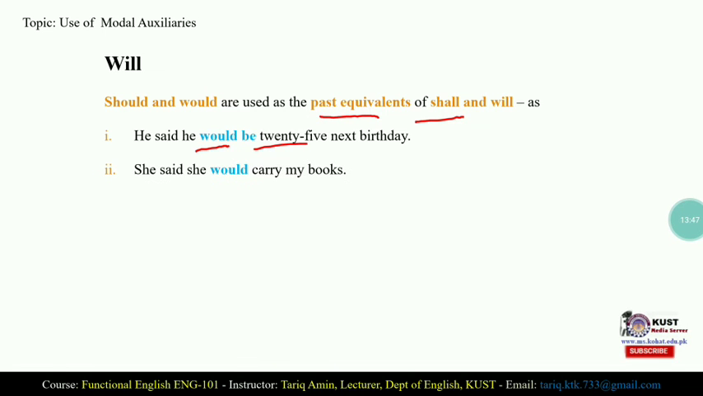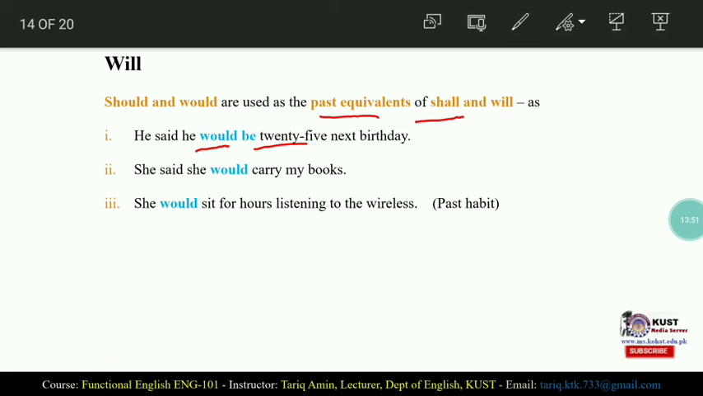She said she would carry my books. She would sit for hours listening to the wireless. So it shows past habit.